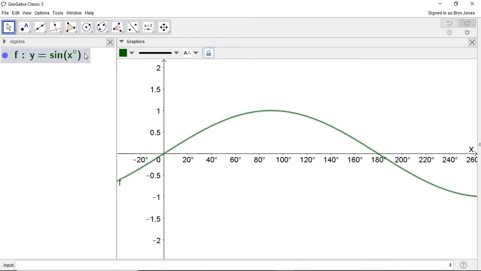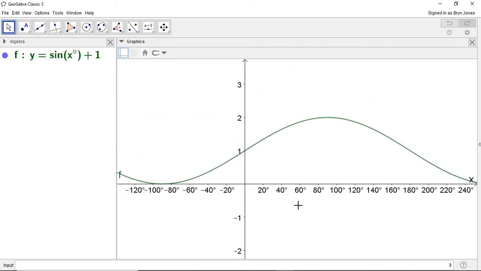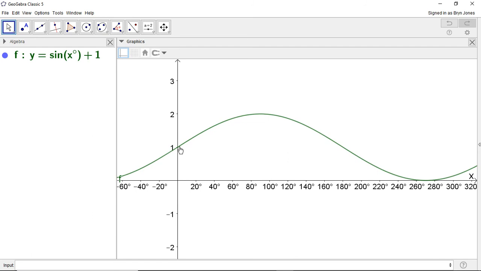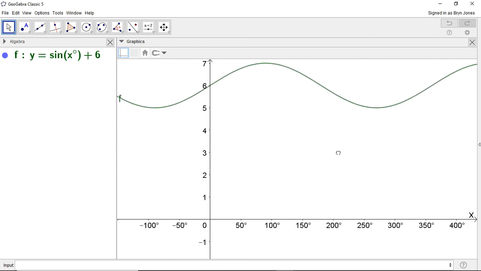If I add 1 to this, it shifted the whole graph up 1. So you can see here, instead of crossing the y-axis at 0, it's crossing the y-axis at 1. Okay, so everything just shifts up 1. If I make that plus 6, okay, it's going to be off my screen because I'm going to have to move up.